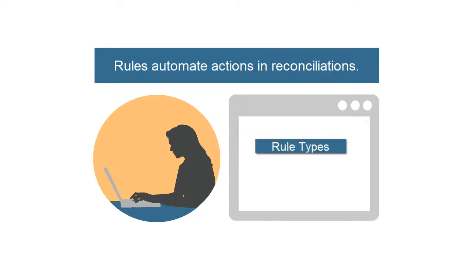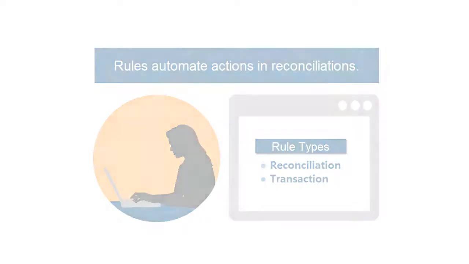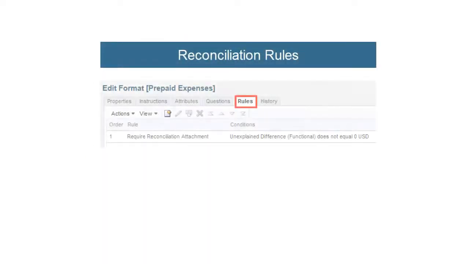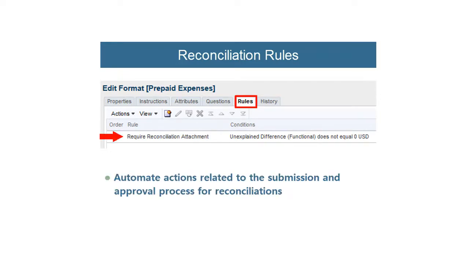There are two types of rules: reconciliation and transaction rules. Let's start with reconciliation rules. Reconciliation rules automate actions related to the submission and approval process for reconciliations. They can also set attribute values.